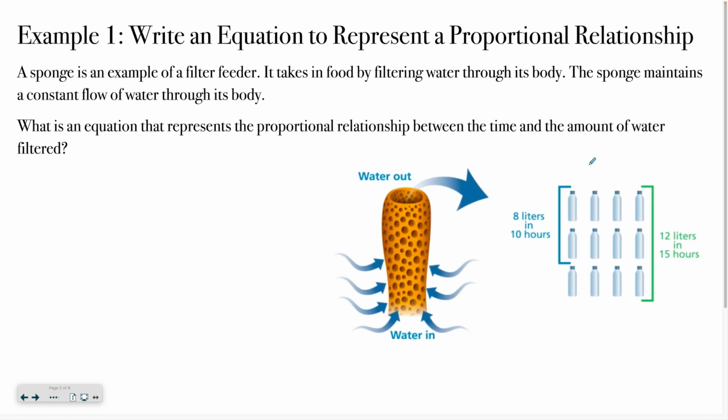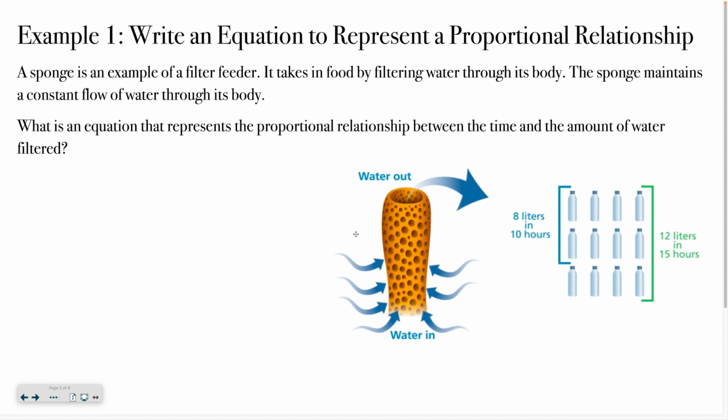Okay, let's dive in. Example 1, write an equation to represent a proportional relationship. Our example is we have a sponge, and a sponge is an example of something called a filter feeder. It takes in food by filtering water through its body. So the sponge maintains a constant flow of water through its body. And we want to figure out what is an equation that represents the proportional relationship between the time and the amount of water that the sponge filters.